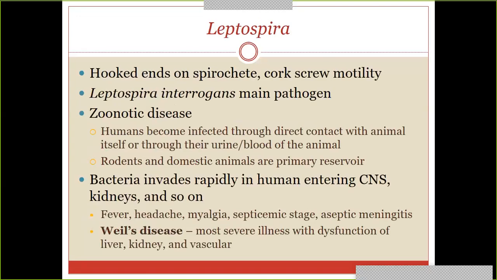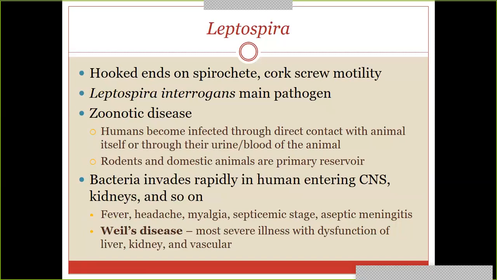All right, Leptospira. We haven't talked about this guy since Micro 1 in the spirochete chapter. So again, as a reminder, this is a spirochete that has hooked ends and a corkscrew-like motility. Leptospira interrogans is the main pathogen that we are concerned about. This is the one that comes from contact with either the animal or through the urine or blood of the animal. A lot of cases are connected with water. So if you're canoeing or something like that, and there's urine or blood of the animal in the water, you can get it that way, and that is seen. The animals that tend to harbor this are rodents and domestic animals.